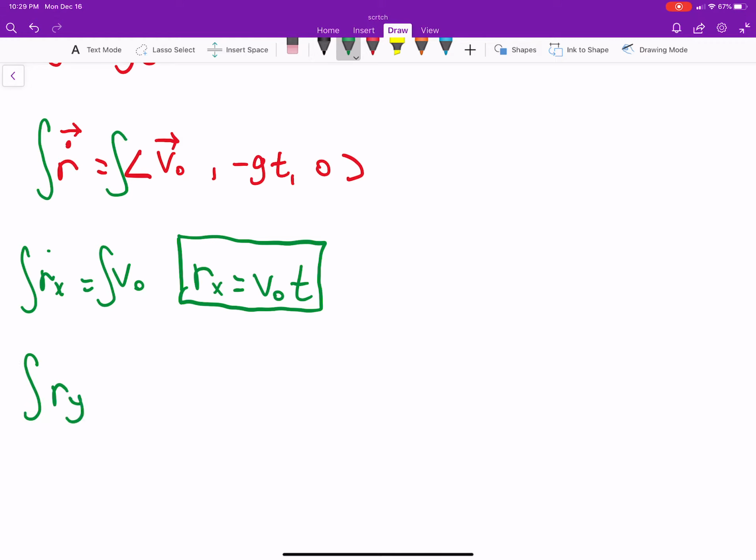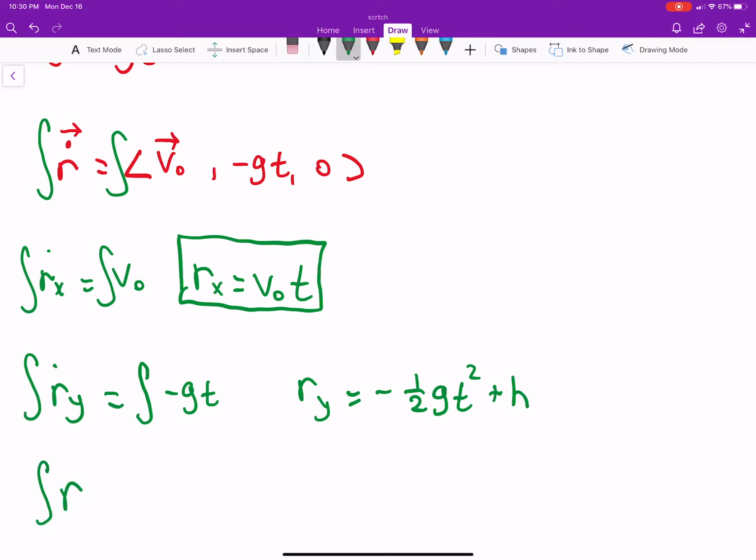We can do the same thing in the y direction. Then you get ry equals minus 1/2 gt squared plus y naught, but we said our initial height, we're just calling h. And real quick, just to get it out of the way, there's nothing going on in the z direction. There's really not even a point of looking at it, to be honest.